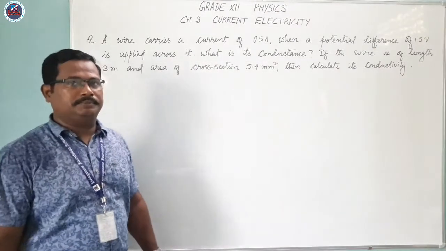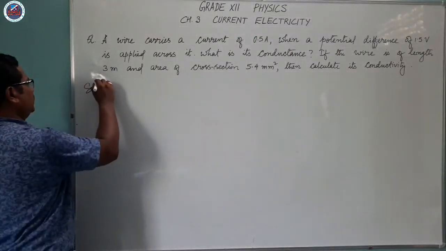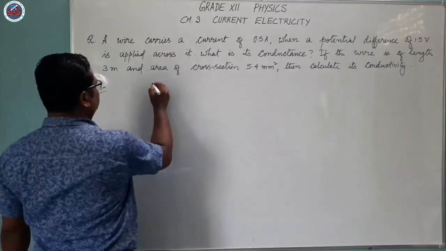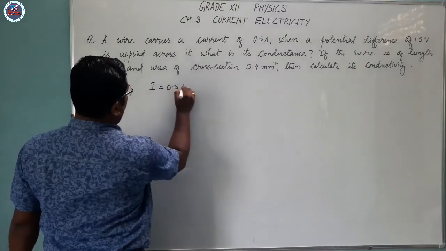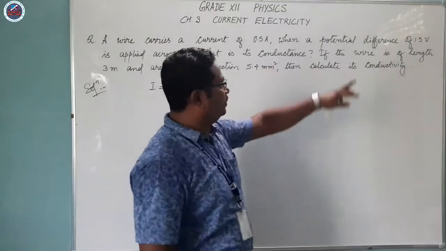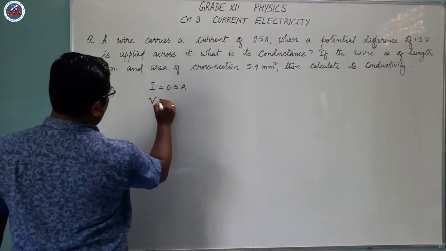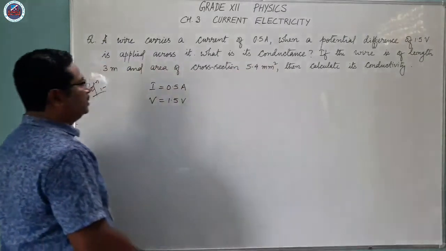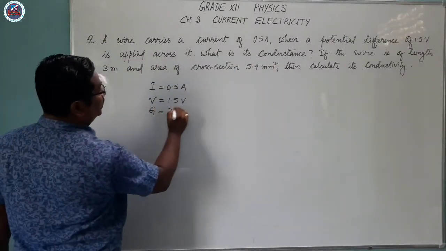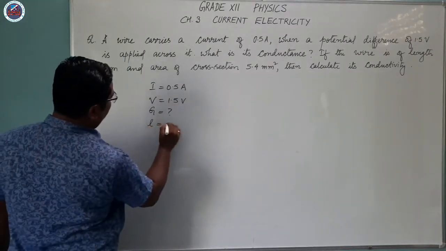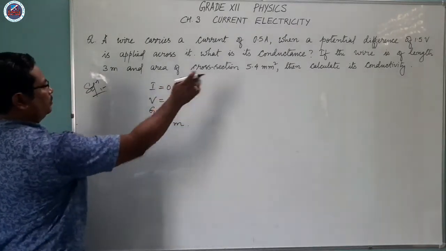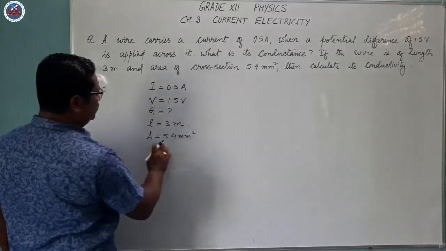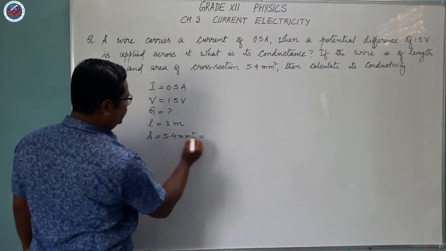Let us do a numerical here related to conductivity and conductance. A wire carries a current of 0.5 ampere. Current I is equal to 0.5 ampere, when a potential difference of 1.5 volt is applied. What is its conductance? We are asked to find out the conductance G. The length of the wire is 3 meter, and area of cross section is 5.4 millimeters square.